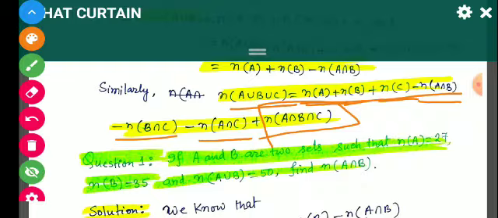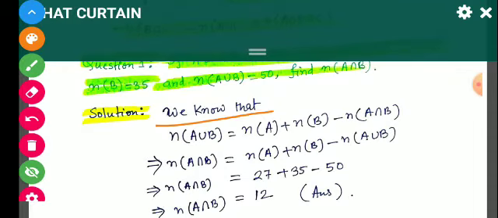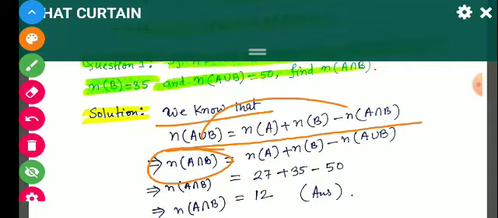Now next question, question number 1. If A and B are two sets such that n of A equal to 27, n of B equal to 35, and number of elements of A union B is 50, then find the number of elements of A intersection B. So for that we already know the formula: number of elements of A union B equals number of elements of A plus number of elements of B minus number of elements of A intersection B. Now we have to find A intersection B's number.